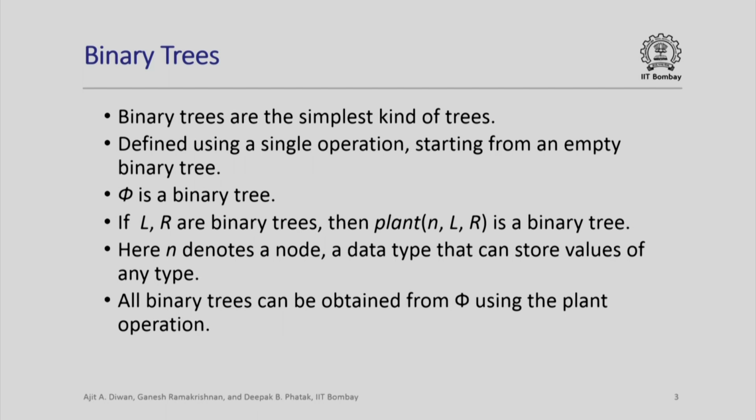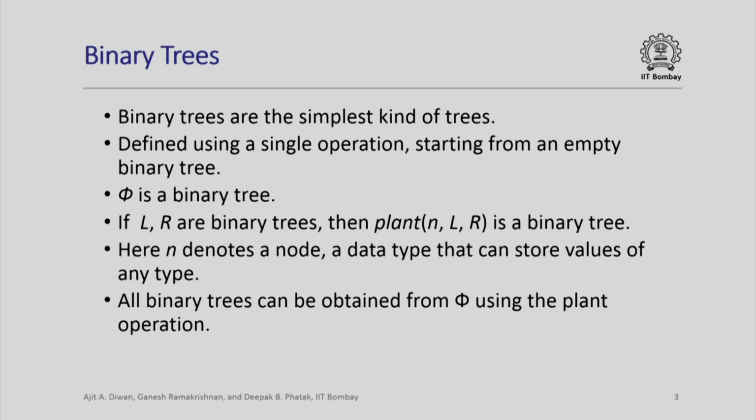Again, just as in the case of sequences, they are defined by a single operation. The push operation was used to define sequences. For binary trees, we will define an operation called plant. Again, an empty binary tree always exists. So phi is always a binary tree, and if we have two binary trees L and R, then by planting them using the operation plant N L R, we get a new binary tree.